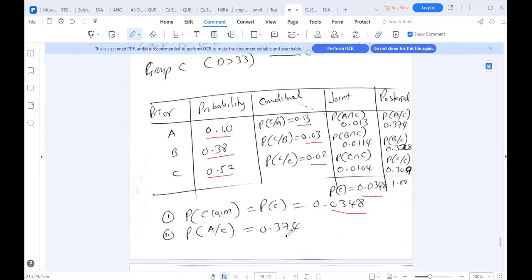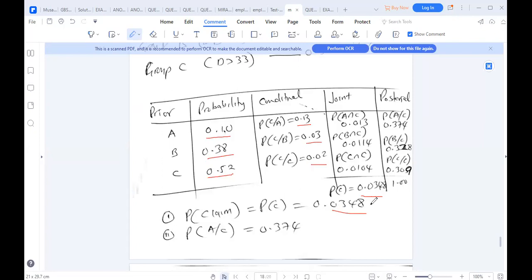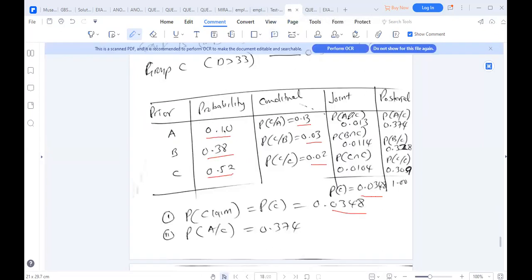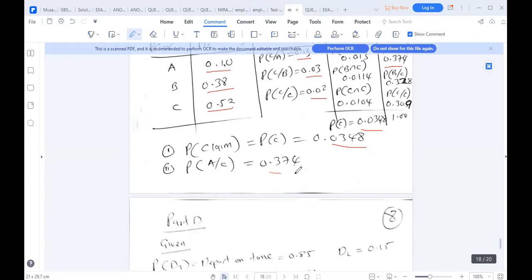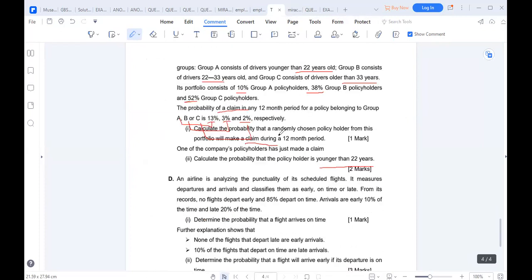Okay. So here the question is now asking, calculate the probability that one of the drivers will make a claim. So they're asking you to find the probability of C, which is 0.0348. Then the other question is, suppose a claim was found, what is the probability that it was younger than 22? So since younger than 22 is A, they're asking you to find the reciprocal, A given C. So this is 0.374. That's how we found it here. This is giving us how many marks? 3 marks.